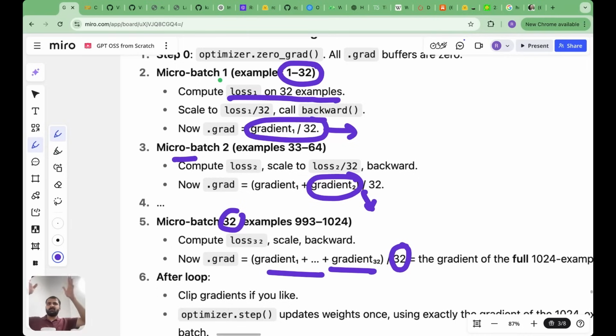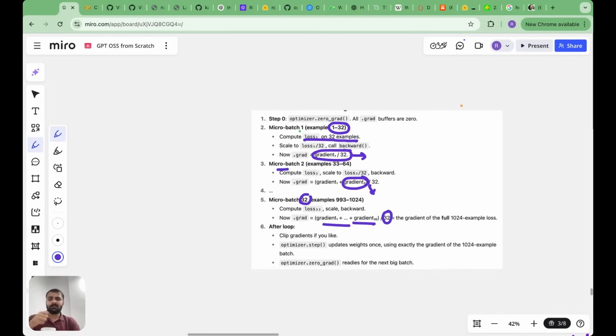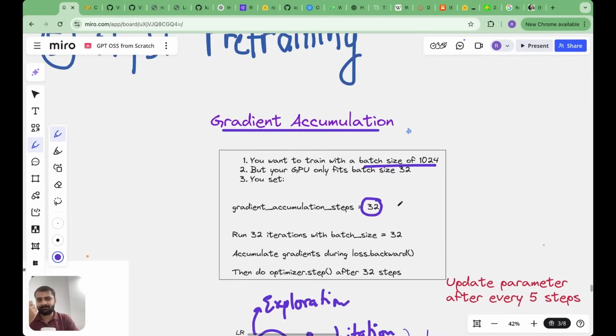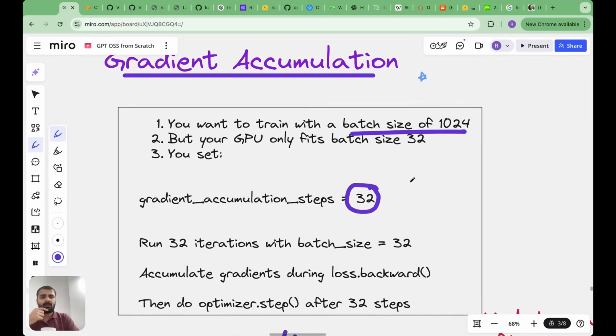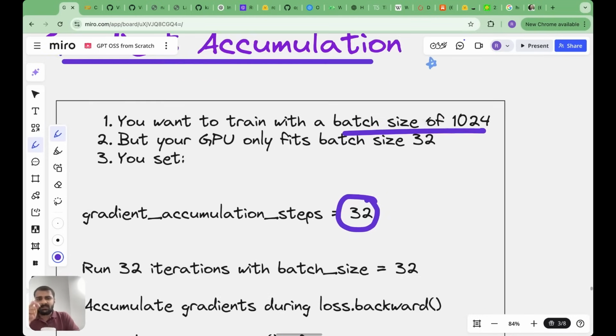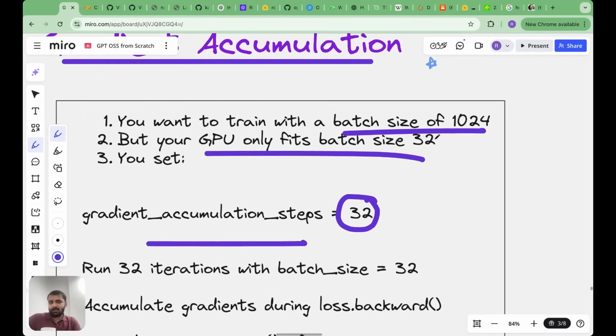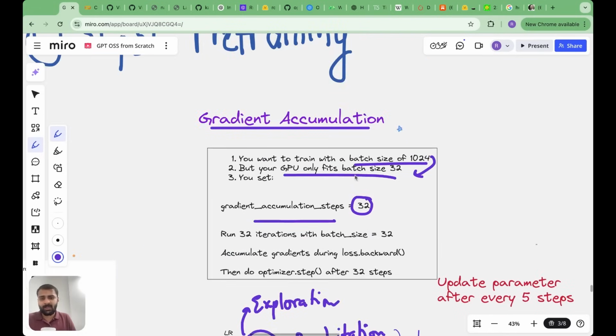So you compute the first gradient, you then move to the second, you compute it, move to the third. At each computation, you add the first gradient to the second, then third, then fourth, then you add 32 gradients like this, and you take the average value. That's called gradient accumulation. So if the batch size is 1024, but the GPU fits only batch size 32, the number of gradient accumulation steps will be 1024 divided by 32. That's going to be 32.